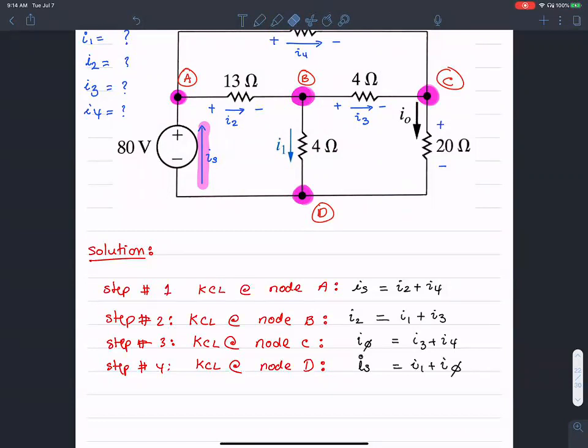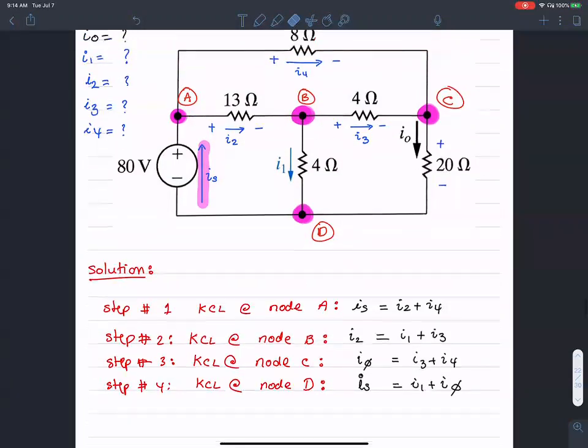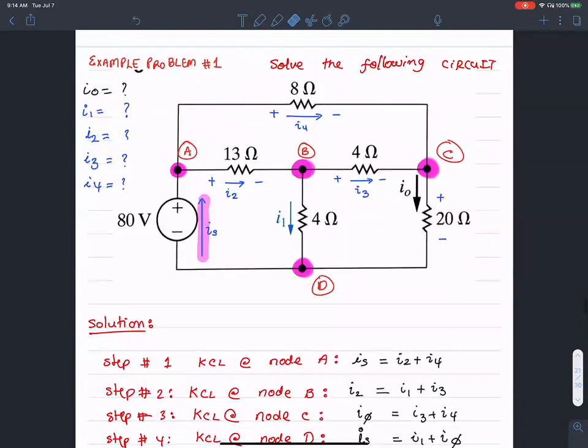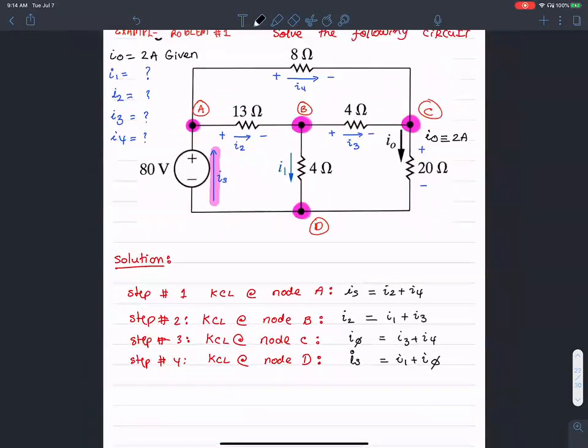Yes. Okay. So now, in the problem, I have forgotten to mention that I naught has been given to be 2 amperes. I naught is given to be 2 amperes, and we should be able to do the calculations.